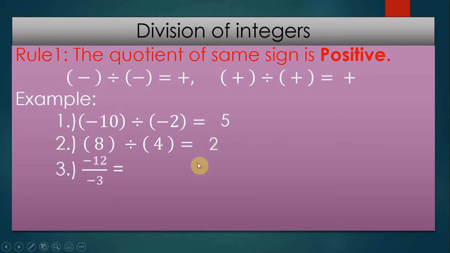Now, for number 3, negative 12 divided by negative 3. Do they have the same sign? Yes, they have the same sign. They are all negative. Therefore, our quotient is a positive also, positive 4. Okay, example number 4. What is the sign of 18? It's positive. What is the sign of 9? It's positive. So again, when you divide the same sign, what is the quotient? So it's positive. So therefore, 18 divided by 9 is positive 2.